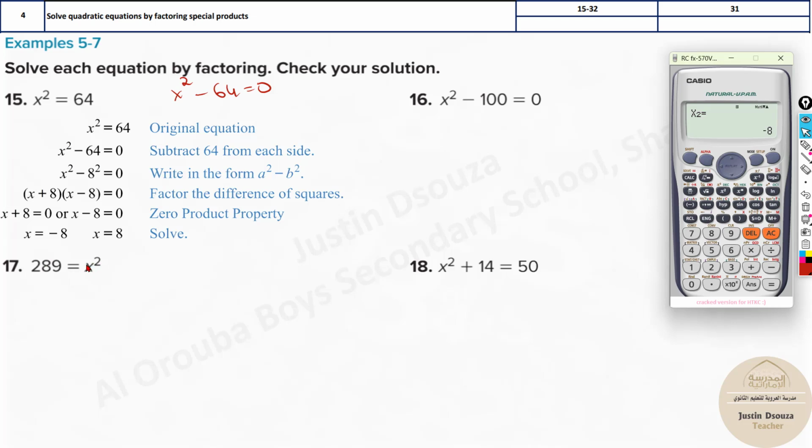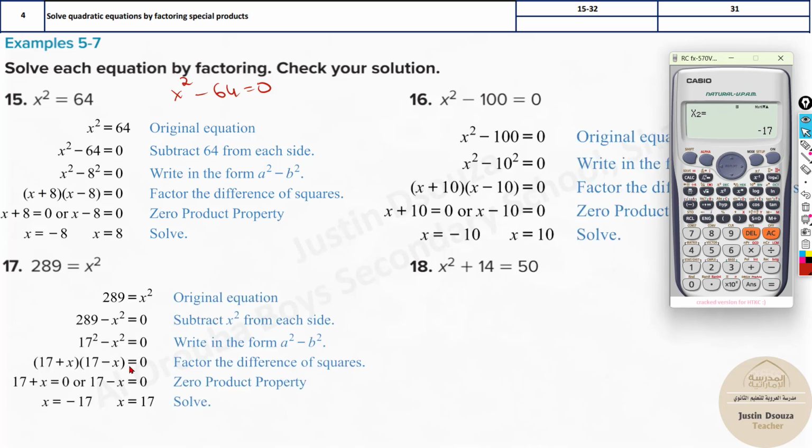But what if you have it like this? Take this to the other side. Now it would be 1, 0, and minus 289. The answer is 17 and minus 17. What if I take this x squared to the other side? It will be minus 1, 0, and lastly the last number 289 will be positive. The answer will not change. It's 17 and minus 17. However you rearrange, it's fine.